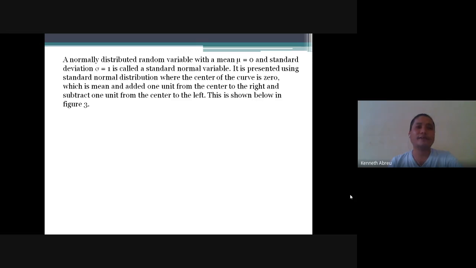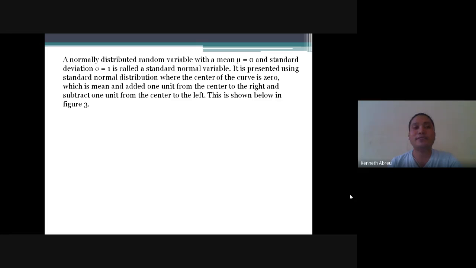A normal distribution random variable with the mean equal to 0 and standard deviation equal to 1 is called a standard normal variable. Automatically, kapag ang mean daw natin ay 0 at ang ating standard deviation ay 1, ang tawag daw natin dyan would be standard normal variable.